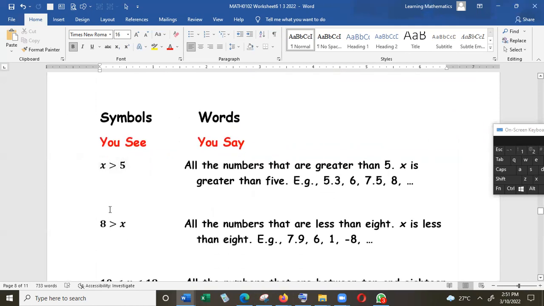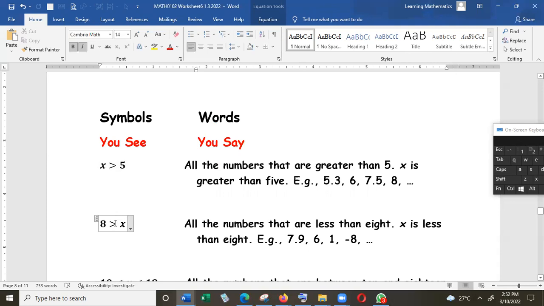But if you're reading from the X, remember the rule is always start reading from the X, and you say all the numbers that are. So if you start reading from the X, it's the point you meet. So you're going to say all the numbers that are less than 8. Even though it is pointing in the same direction, here you start from the X saying all the numbers that are greater than 5, all the numbers that are less than 8, and it is the same inequality sign pointing in the same direction, but you're saying two different things. You're saying greater than and you're saying less than.